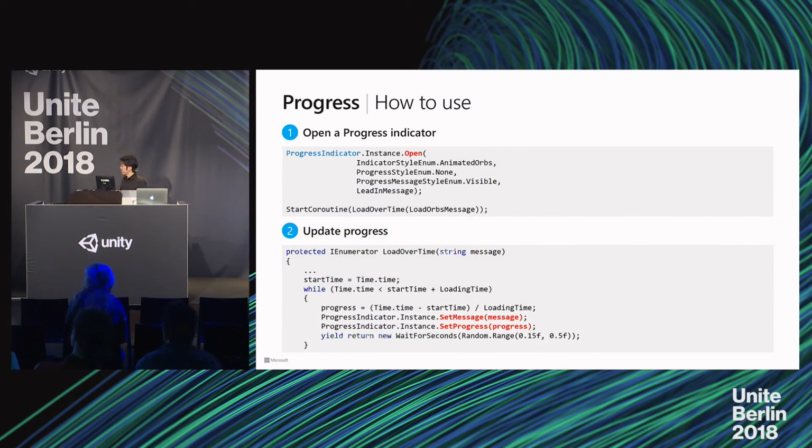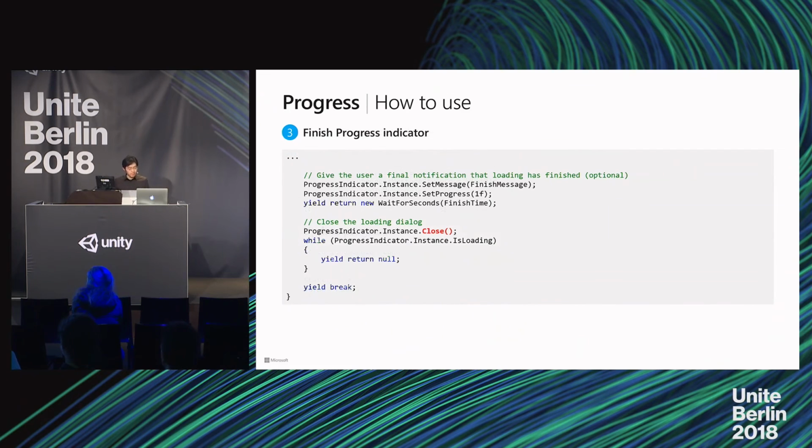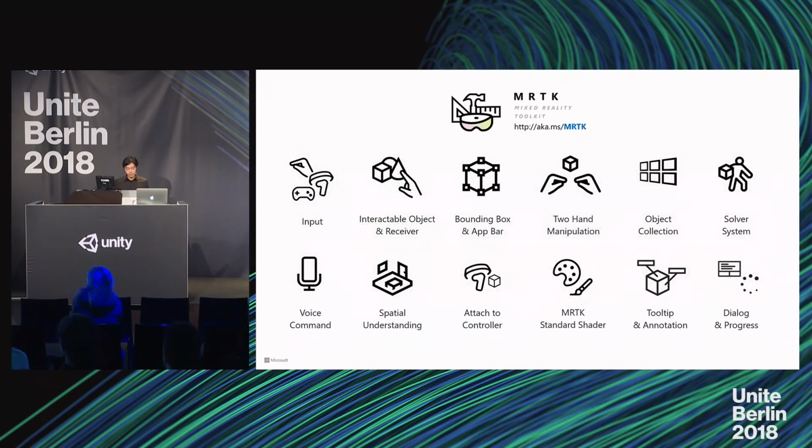Using it is quite similar to the dialog. For this progress indicator object as an instance, just use the open function, then you can open the progress indicator. Then inside this coroutine function, you can update the message and progress using the progress indicator instance's set message and set progress. And to finish the loading indicator, you can simply call the close function. Then inside this coroutine, you can finalize the progress indicator.